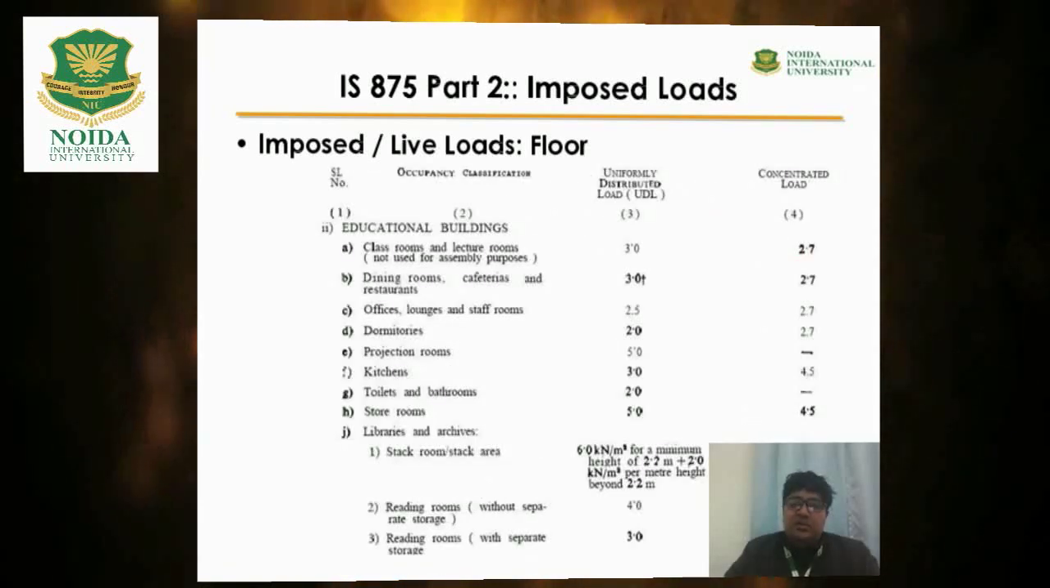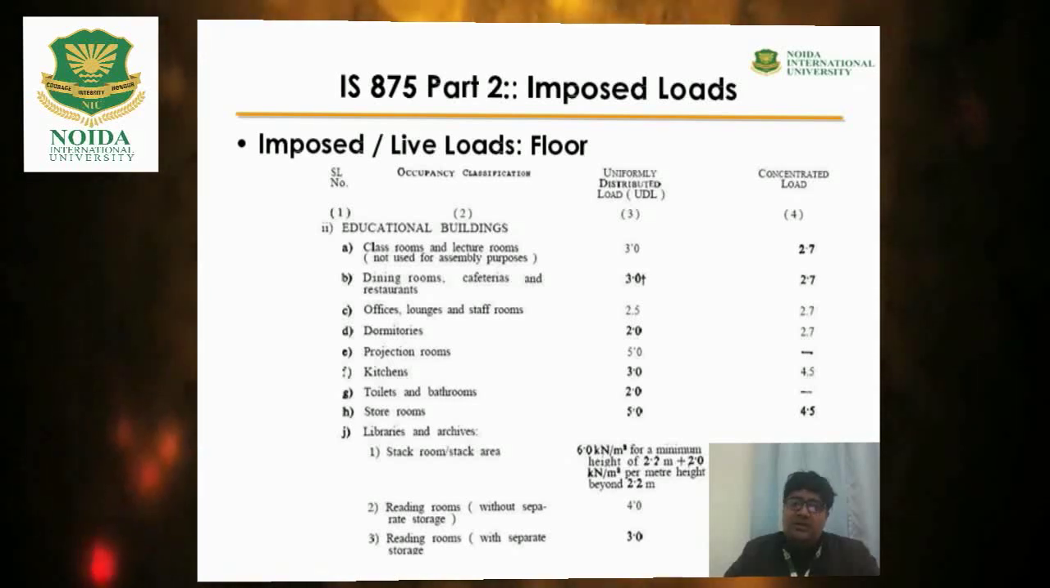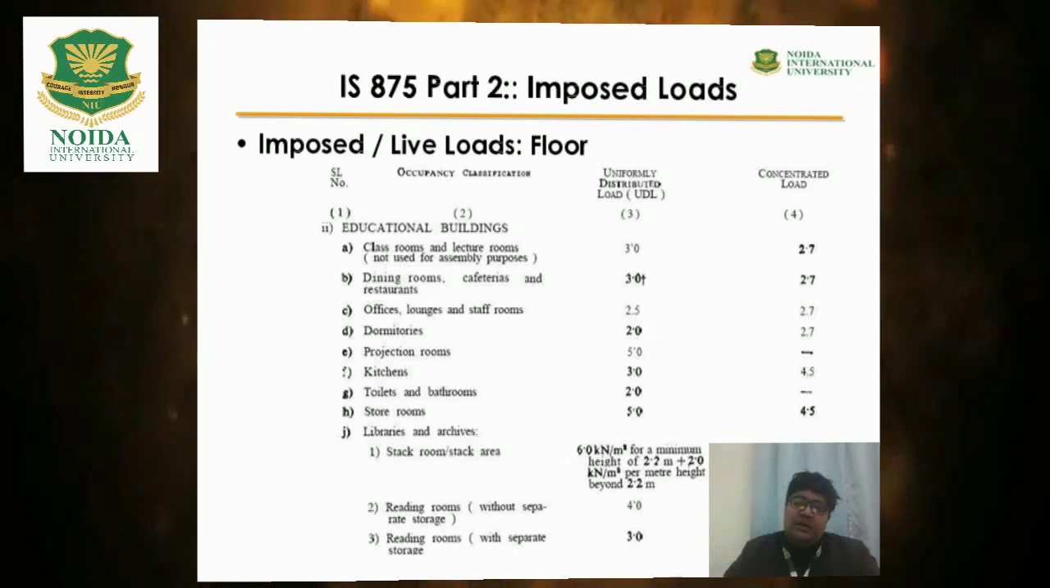The next one is the imposed load for the floor. We have just seen the residential building, and then the second one is for educational institutions. Educational institutions will have dining rooms, cafeterias, offices, lounges, dormitories, projection rooms, kitchens, toilets, and storerooms and all. So it will have a uniformly distributed load, in kilonewton per meter square, given as per the table of IS 875.